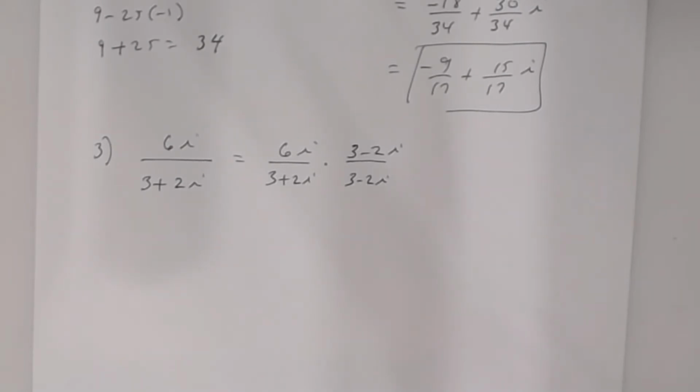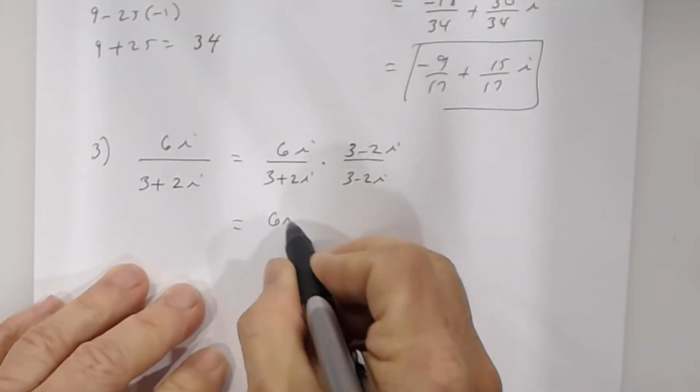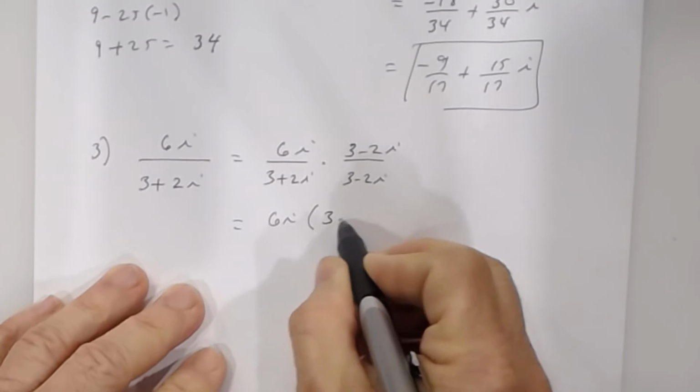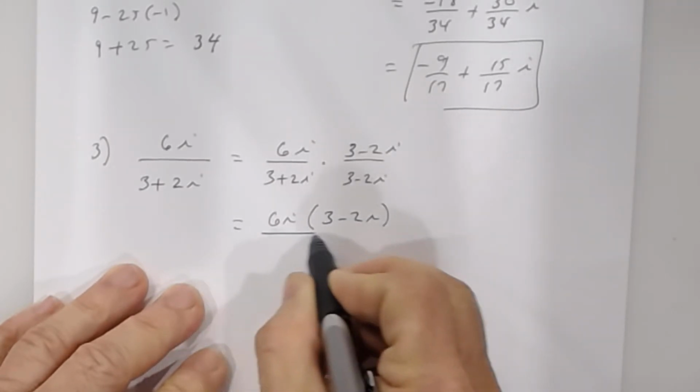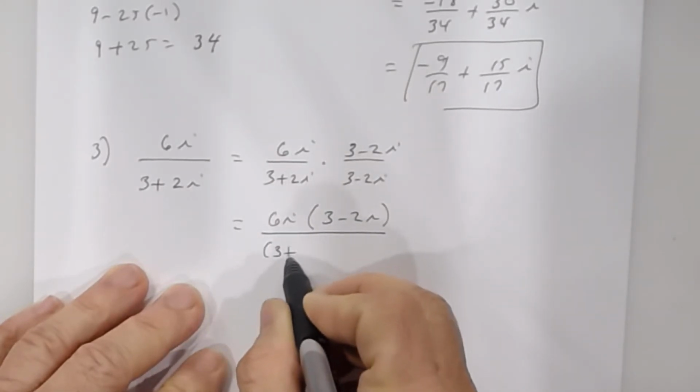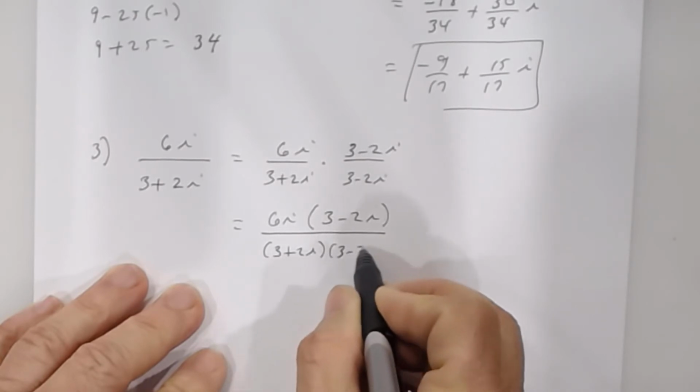Okay, now I'm going to write this as one fraction instead of 2 fractions multiplied together. So you're going to say 6i times 3 minus 2i divided by, and then 3 plus 2i times 3 minus 2i.